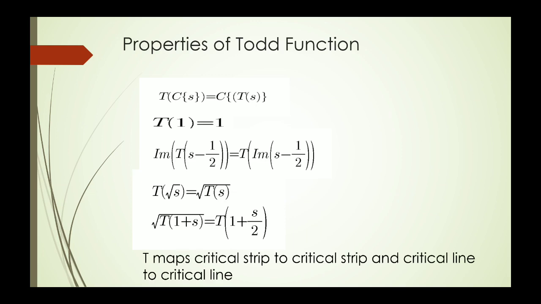The next part is significant. The Tau function maps the critical strip to the critical strip and the critical line to the critical line. We have already discussed the concept of the critical strip and the critical line. And this particular expression over here gives us a uniform constant of half. Over here I have represented it as 0.5.